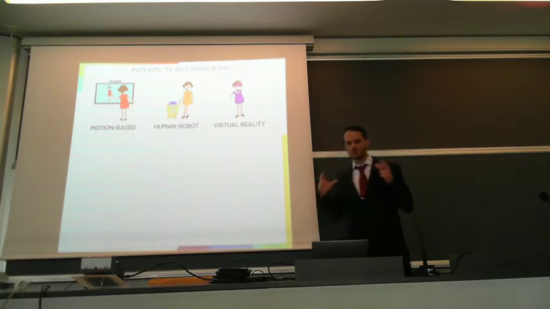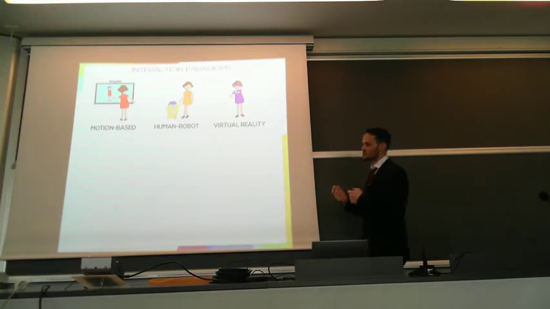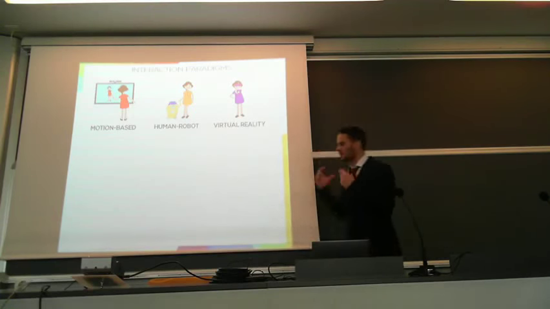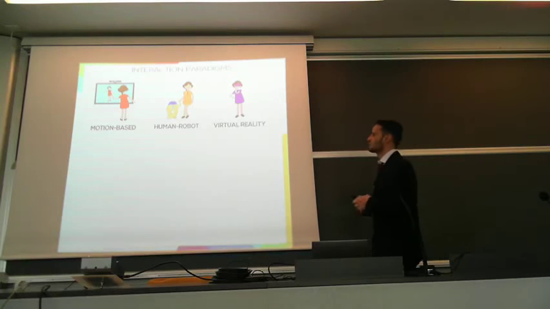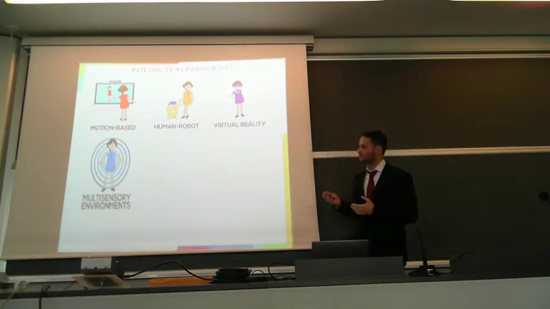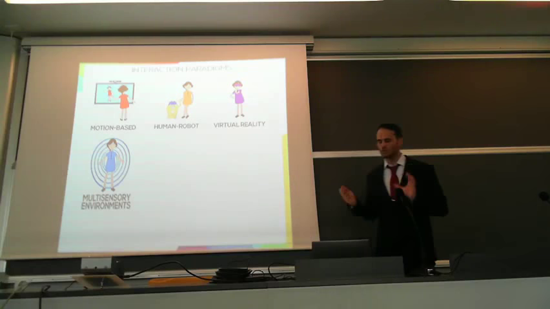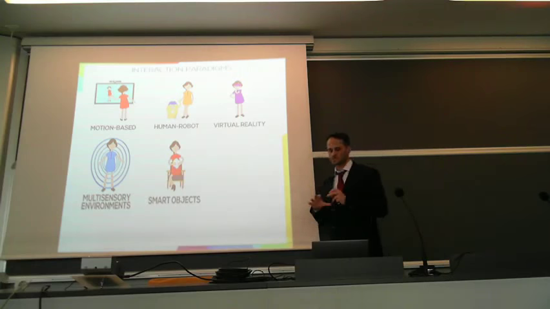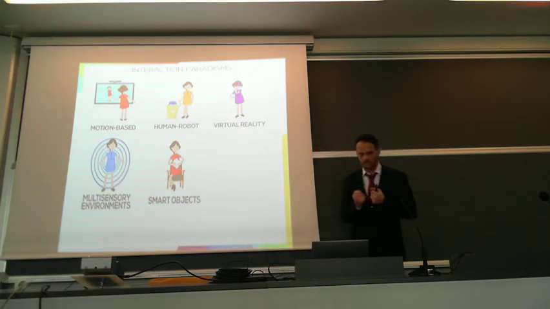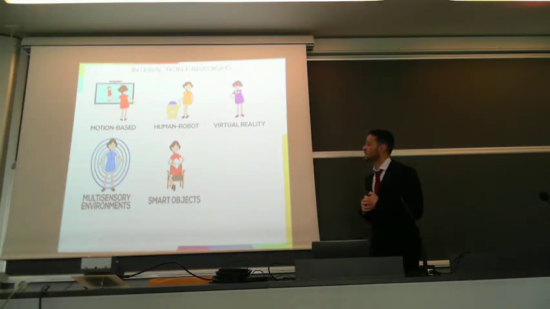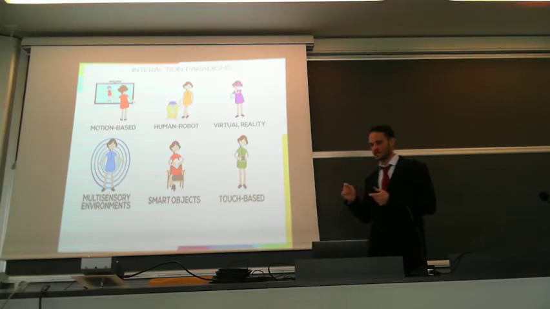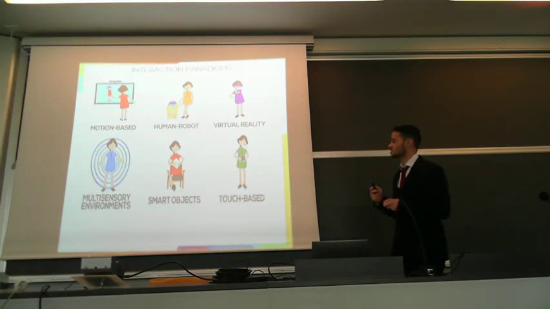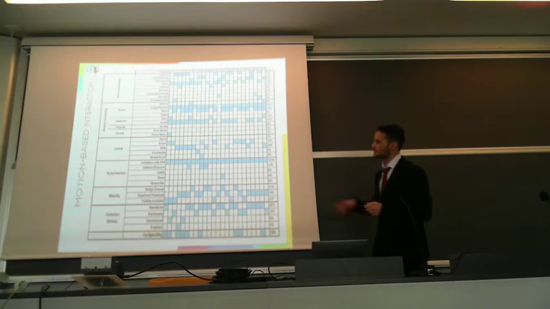And then we have virtual reality, so the ability to use visors in virtual reality in which you wear a headset and you are in the virtual world, the immersive virtual world. Then multisensory environments, a way in which the room is shaping according to the child's needs. And then smart objects, so similar to robots, but in this way you have small objects like augmented toys, tangible toys, which you can have in your hands and you can play with them. And then touch-based, so the idea of touching and having different applications based on touch.